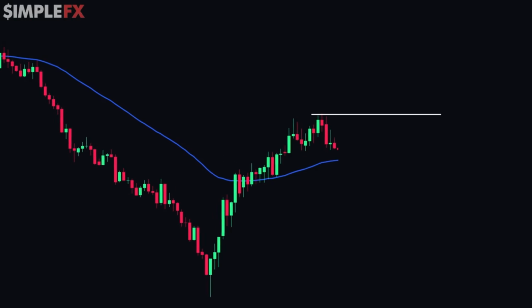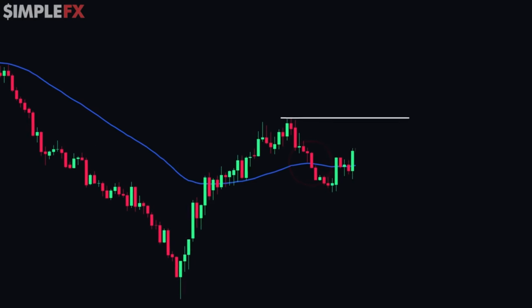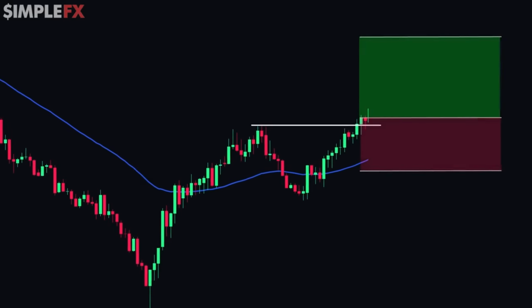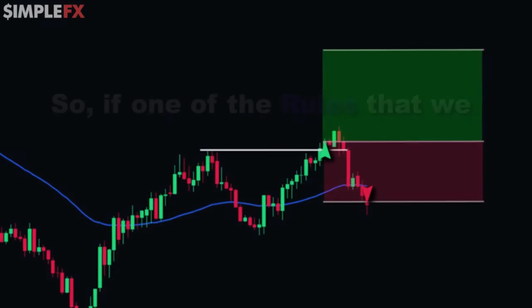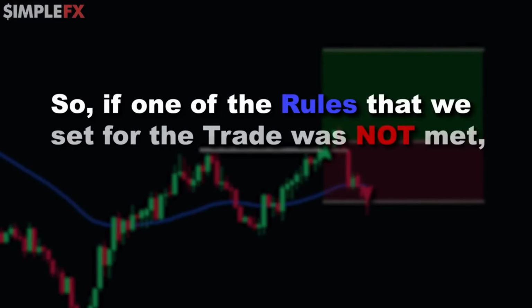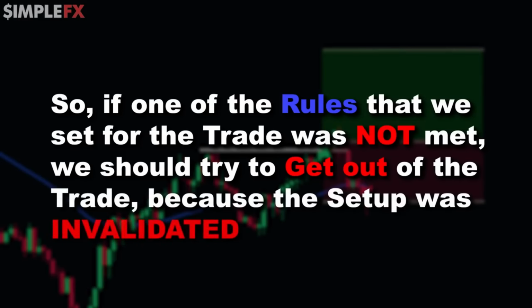But before we ever broke out of that horizontal line, the trade already got invalidated because the price went below the 50 EMA again. And if we were to continue with the trade and bought at the breakout anyway, the trade would have failed, and the stop loss would get hit. So if one of the rules that we set for the trade was not met, we should try to get out of the trade because the setup was invalidated.